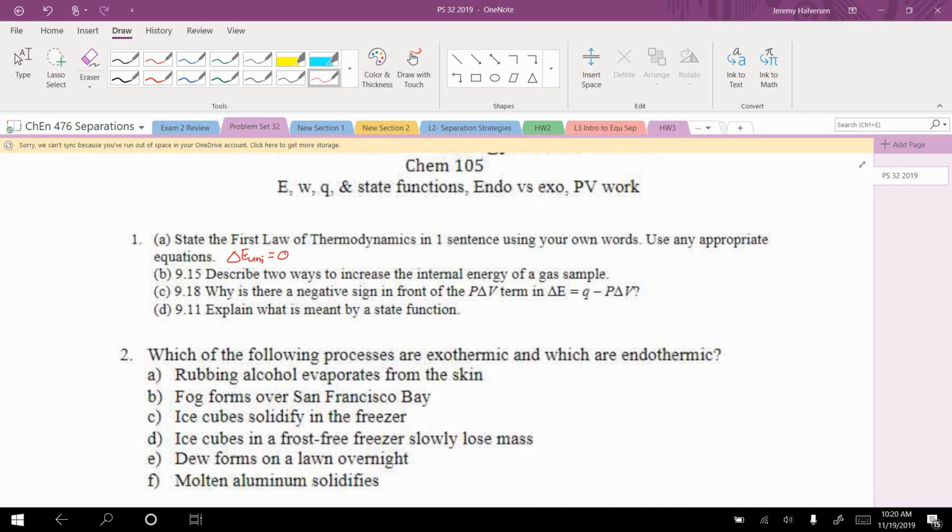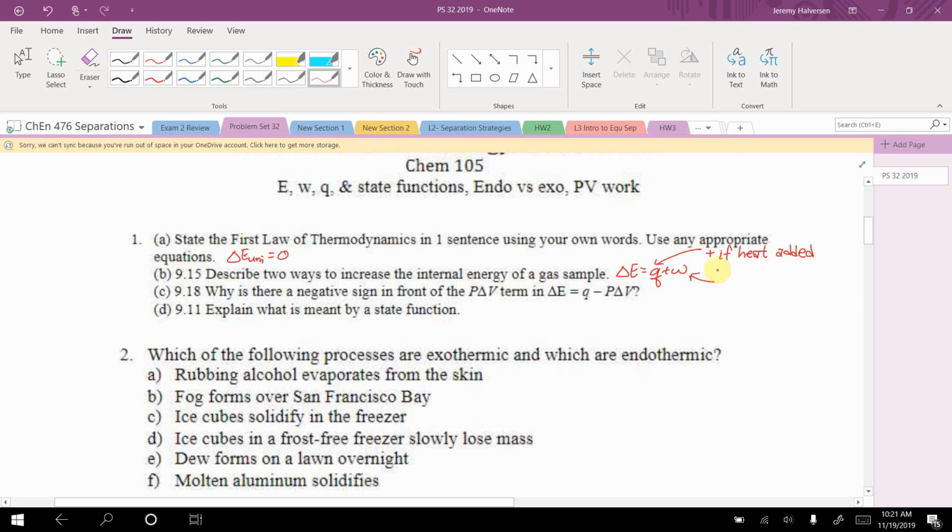Two ways to increase the internal energy of a gas sample. Well, that comes from the equation delta E is equal to Q plus W. So we can either add heat or take heat out of a system, or we can do work on the system and take work out. Now, if we add heat, that's going to be positive. So then if we subtract heat, of course, it'll be negative.